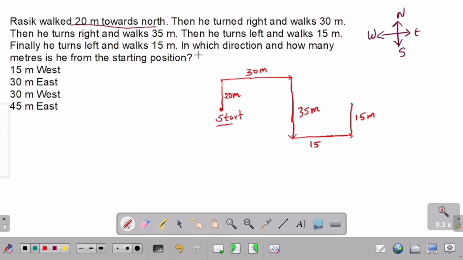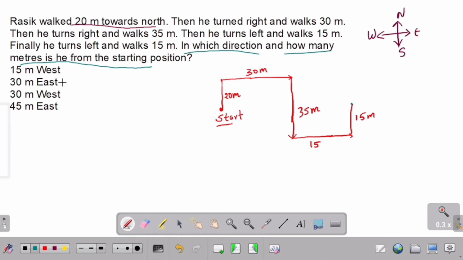In which direction and how many meters from the starting position? Now he is in which direction? Now he is in north direction. Okay. So now see, he is in north direction with respect to this one, but the question is in which direction and how many meters from the starting position? From the starting position, he is in which direction? He is in the east direction.